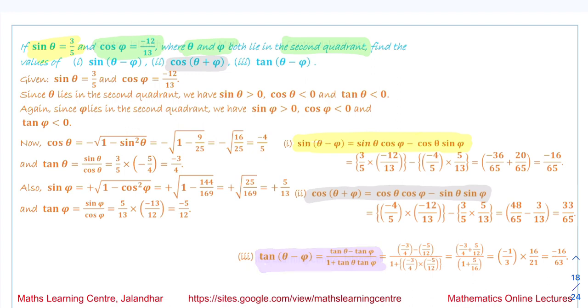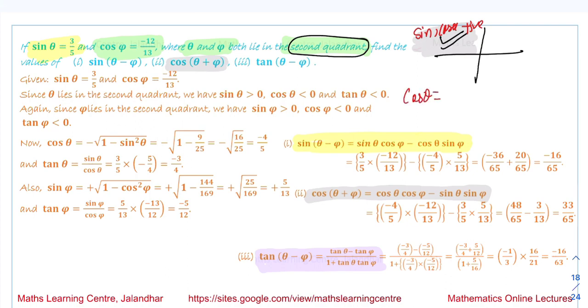Now we want to calculate the value of sine theta cos phi. What is given is that the angles theta and phi lie in the second quadrant, and we know that in this quadrant the values of sine and cosecant are positive and all others are negative. So when we calculate the value of cos theta, the answer is equal to minus of square root of 1 minus 3 by 5 square, and the answer we obtain is equal to minus 4 by 5.